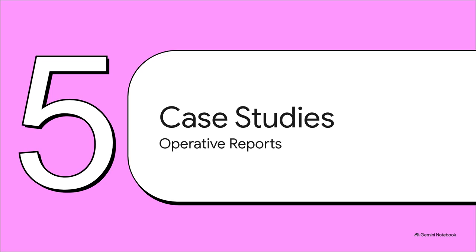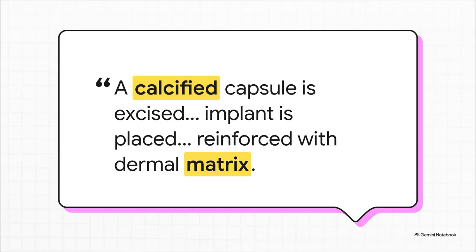Let's move to Section 5 and put on our auditor hats for some operative report case studies. Let's test everything we've just talked about with a real-world scenario. Our first case study note reads, a complete, thick, calcified, fibrous capsule is completely excised. A new cohesive silicone gel implant is placed into a newly prepared prepectoral pocket reinforced with acellular dermal matrix. So when you see this specific phrase in an operative report for a patient with severe capsular contracture in the left breast, how exactly do you assemble those codes?